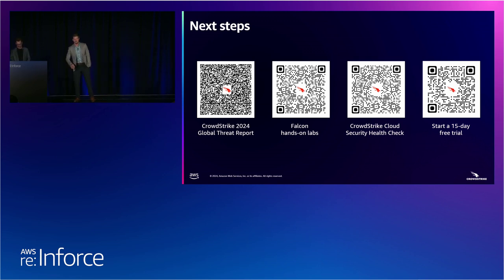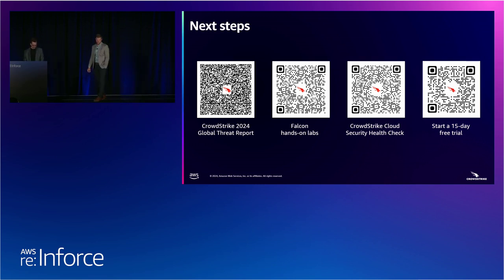The first one on the left, the CrowdStrike 2024 Global Threat Report, is where I pulled those stats that I talked about at the very start of our presentation. It's an awesome report that goes more into the cloud threat landscape. The next one is our Falcon Hands-On Labs, a weekly lab that you can join where you can see CrowdStrike in action, not just Falcon Cloud Security but all of our modules. You register for it, and you actually have your hands on a lab environment and can kick the tires a little bit.